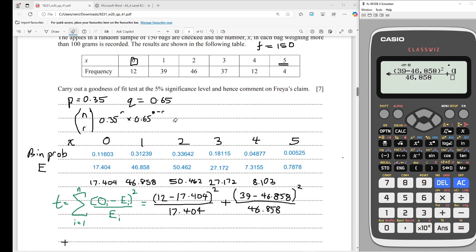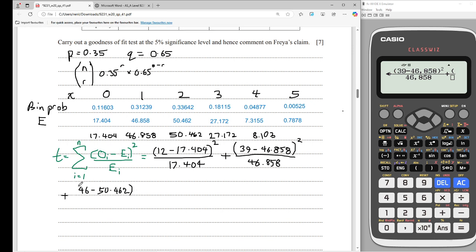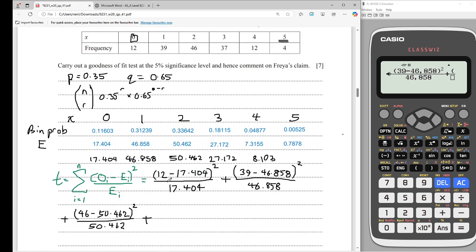Our observed value for the second one is 46, so let's put in 46 here. Our expected value, however, is 50.462. We find the difference, we whole square it, and then we divide that with our expected value, and that is this here. Now we add that on with when i equals 4. Now when i equals 3, our expected value becomes 37.